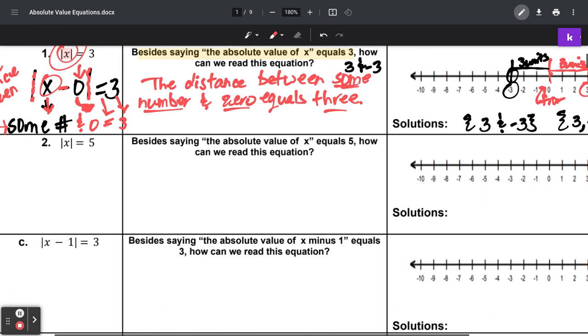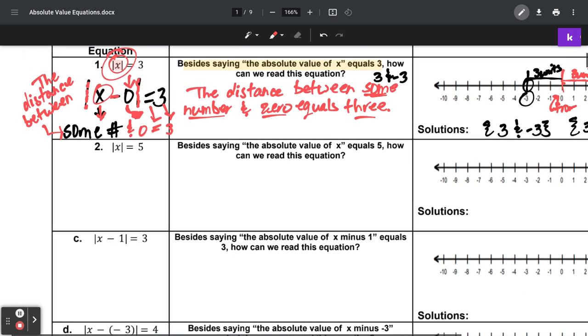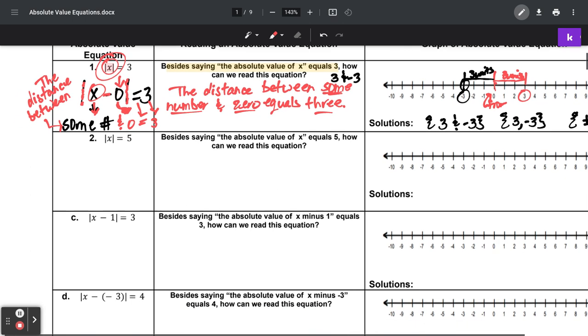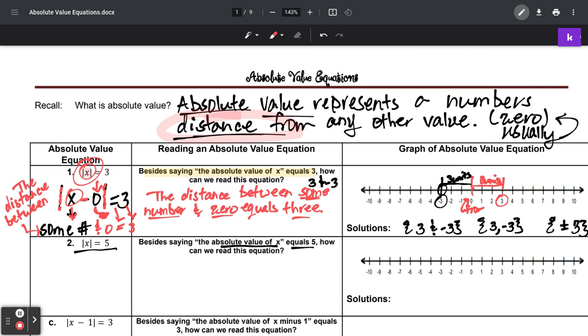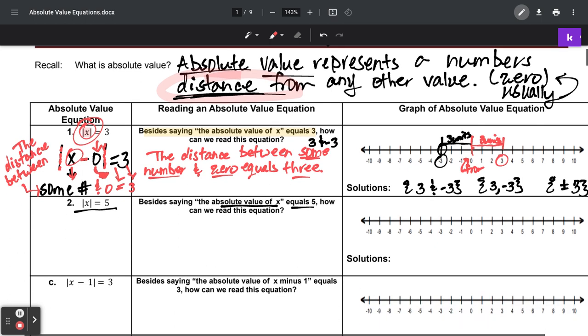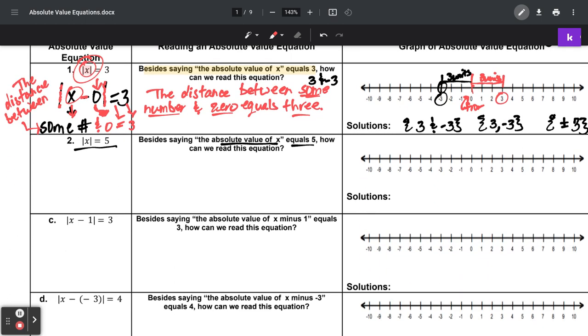All right, let's take a look at how we can read the second one. So how can we read the second one without saying the absolute value of x equals 5? I know this is absolute value of x equals 5, but absolute value is also distance. Okay? So when I see these absolute value bars right here, I'm going to say the distance. I'm always going to start my sentence off like that.